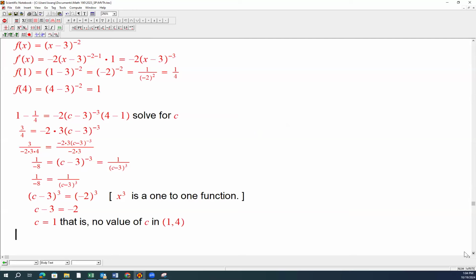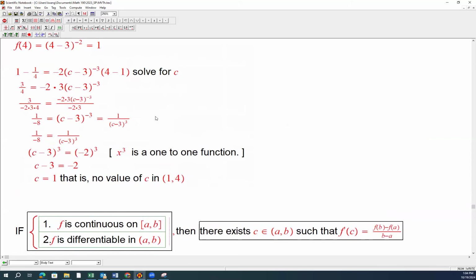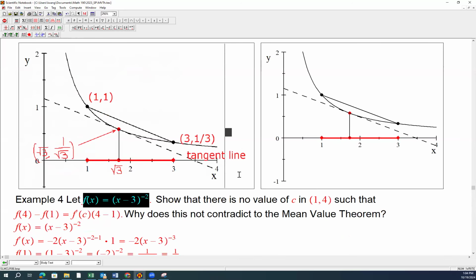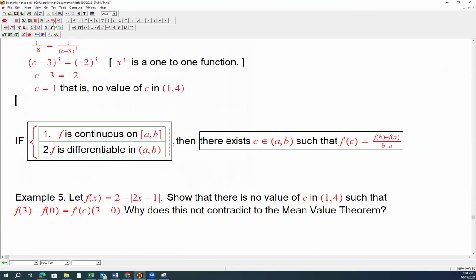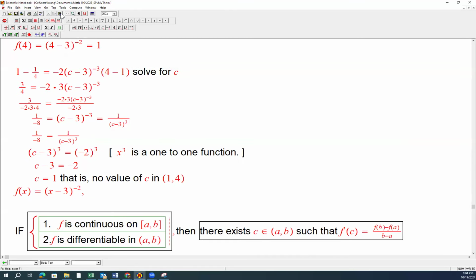Well, let's look at the continuity and differentiability of this function, right? We have found the derivative of the function. So this is the function. I'm going to put it under. And what's the derivative? We found the derivative, right? So this is the derivative.